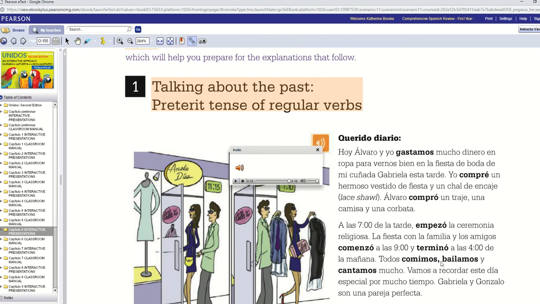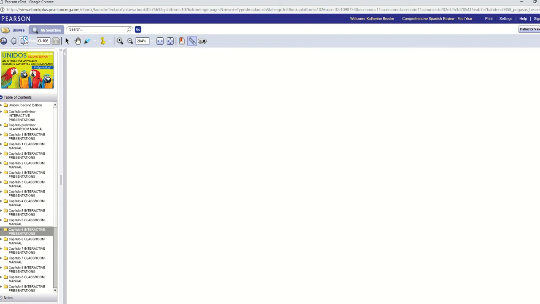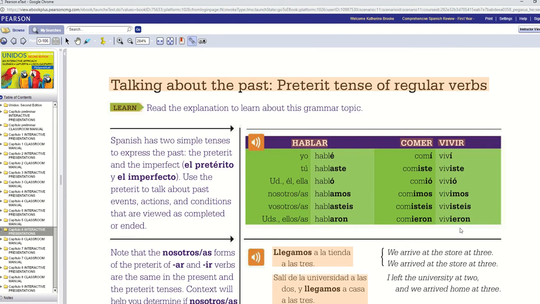Okay, so again, you're hearing similar endings to in the nosotros form. Now you'll notice with ER verbs and IR verbs, the ending is imos. Instead of comemos, in the present tense, it's comimos. Okay, let's go to the next page in the interactive presentation so you can see the endings.